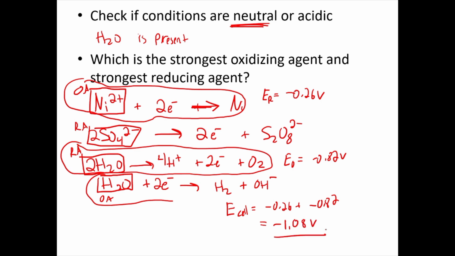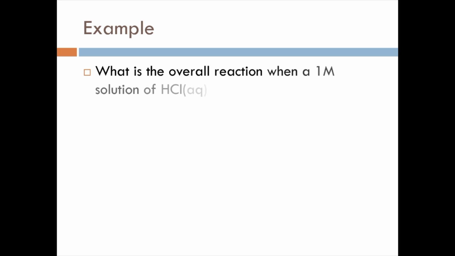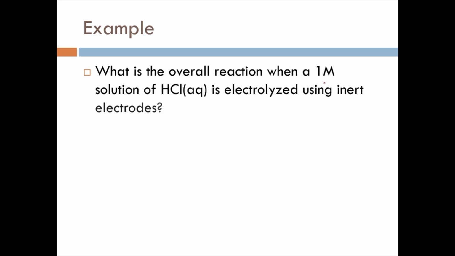So this cell, in order for this to work, would require a voltage input of at least negative 1.08 volts. Okay, let's go through another example. Here we're going to try and electrolyze a 1 molar solution of hydrochloric acid using inert electrodes. The inert electrodes mean that the electrodes don't actually act. And we'll go through the same process. So if you want to try this out on your own, feel free to do that, and then I'll work through it in a moment.